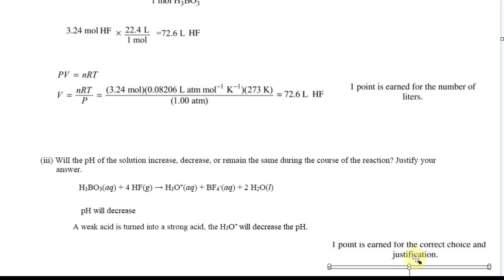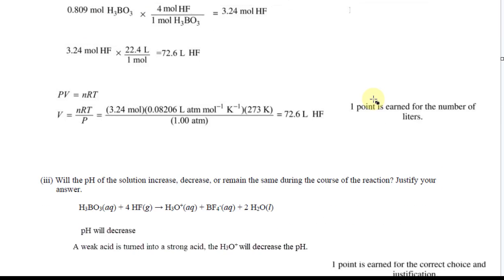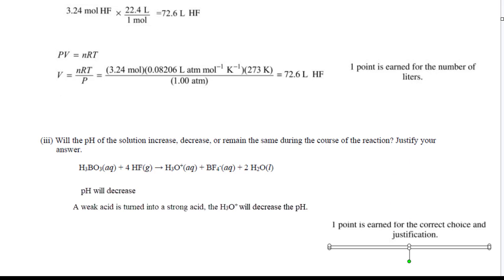1 point earned for the correct choice and justification. You've got to do both. Answer the question. pH, justify. We're at a good start. Let's go on to B.